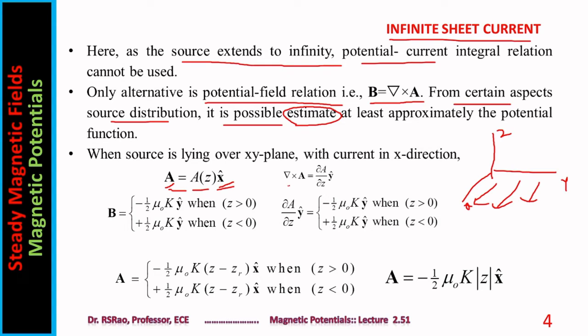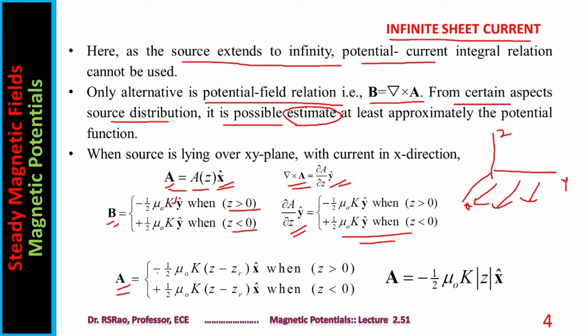Now del cross A, the curl of A, can be computed. We are doing this problem in the Cartesian system. But del cross A equal to B. B can be found using Ampere's circuit law. For z more than 0, it is minus, and for z less than 0, it is plus, of mu naught K y cap. K is the surface current density. Now dou A by dou z y cap is del cross A, this is B, both can be equated and integration can be performed to get A.